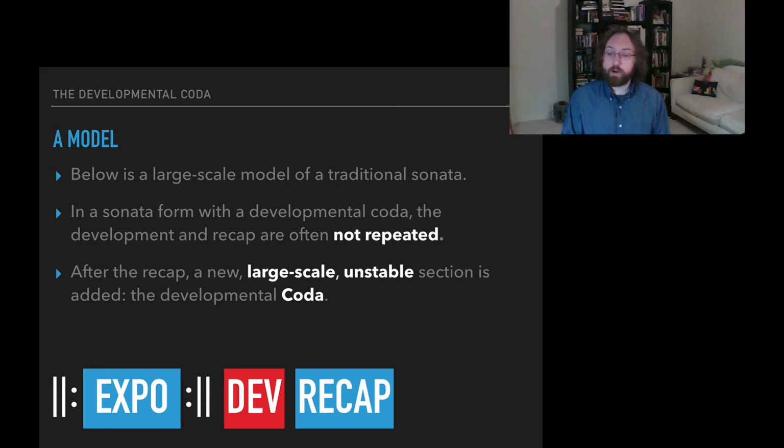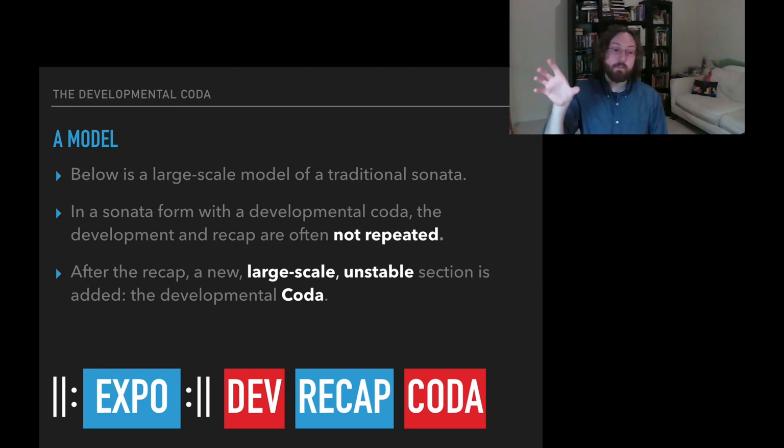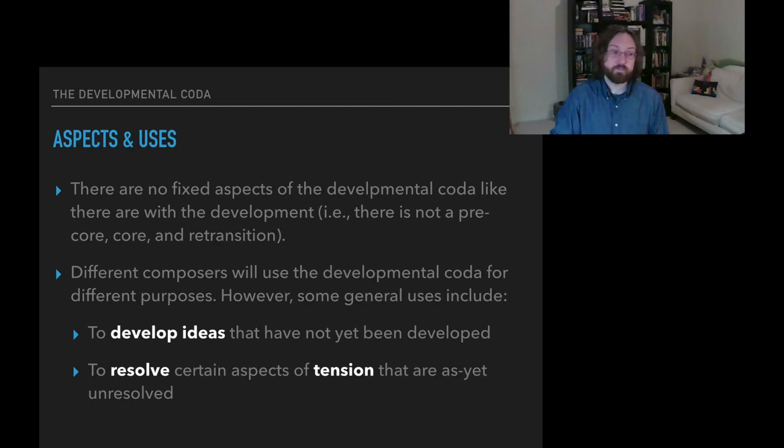After the recap, we will add a new large-scale area. It will be unstable, and we'll call that the coda. So this is what a form with a developmental coda will most typically look like. A repeated exposition, and then a development, a recap, and then a developmental coda that acts as instability, with the second part of the sonata form, development, recap, and coda, not repeated.